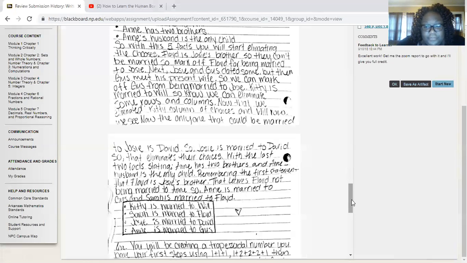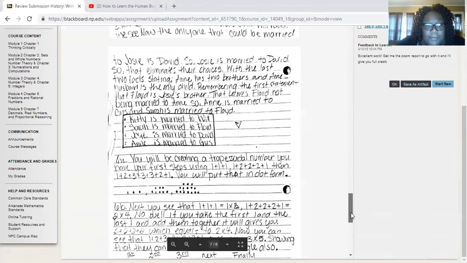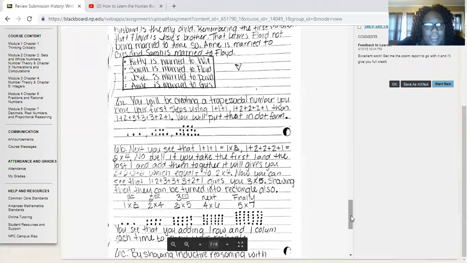So here in my little box, I have who is married to who. Kitty is married to Will. Sarah is married to Floyd. Josie is married to David. And Ann is married to Gus.